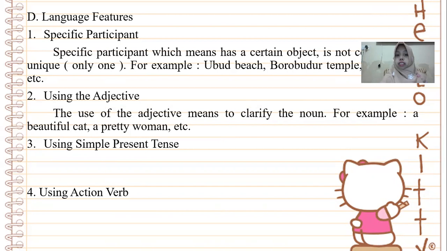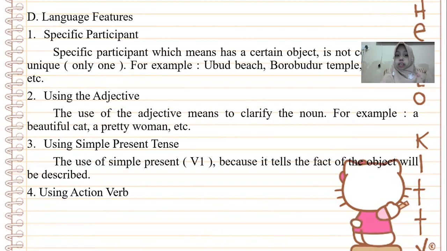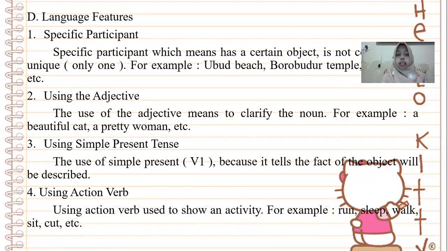The third is using simple present tense. The use of simple present tense or verb one is because it tells the fact of the object that will be described. So in descriptive text, we use simple present tense, not simple past tense or simple future tense. And the last is using action verb. What is that? Action verb is used to show an activity. For example, run, sleep, walk, sit, cut, and etc. Okay, did you get the point?